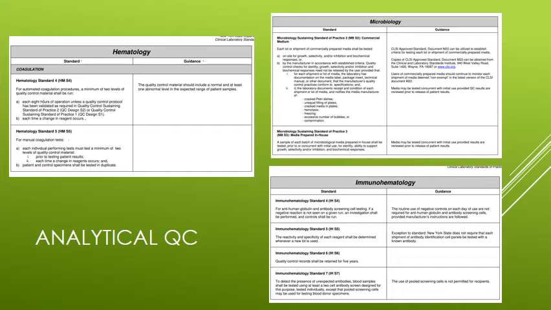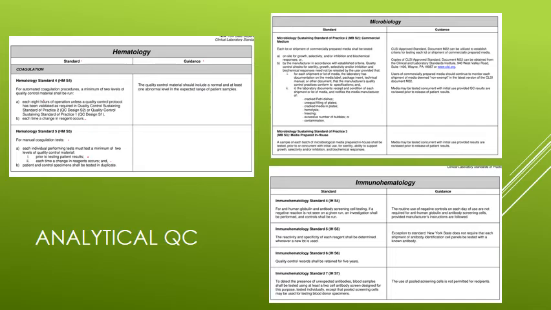For manual coag tests, these are manual, so this is an automated coag test. For manual coag tests, which almost nobody does anymore, you have to have, again, every time the test is performed, 2 levels of QC prior to the patient results. Remember, this is manual, and every time your reagent is changed.